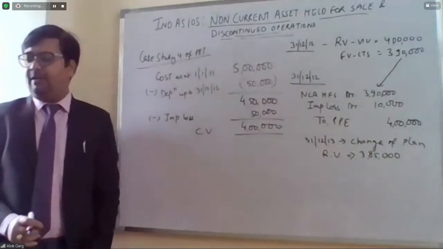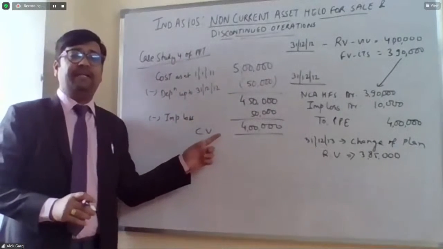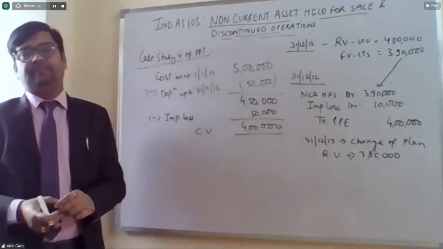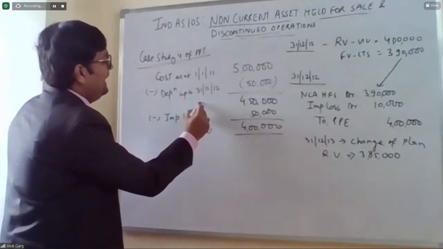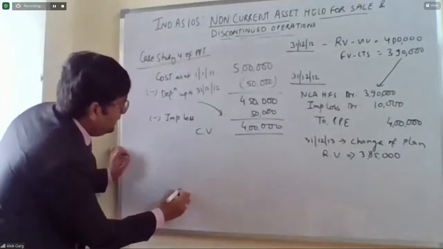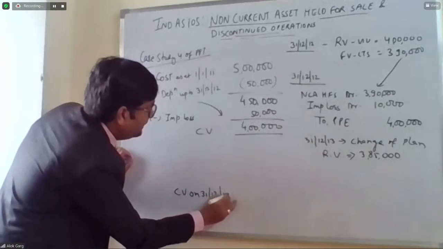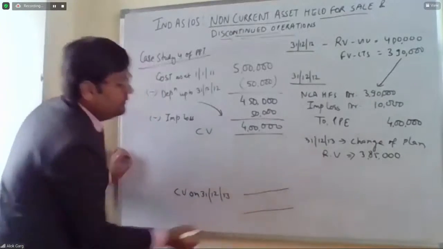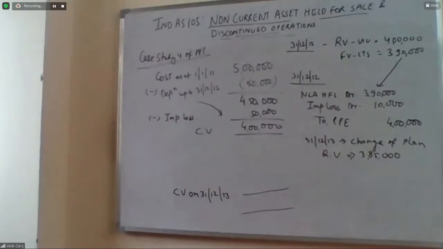So we have step 1. Now we need to calculate step 2. Had this asset never been classified as HFS, then what will happen? Then what will be the carrying value? So this is the carrying value on 31st December 12. Now what will be the carrying value on 31st December 13? So we need to calculate the carrying value on 31st December 13. So please tell me what will be the carrying value on 31st December 13. I'll give you 1 minute. Please tell me what is the carrying value after 1 year.